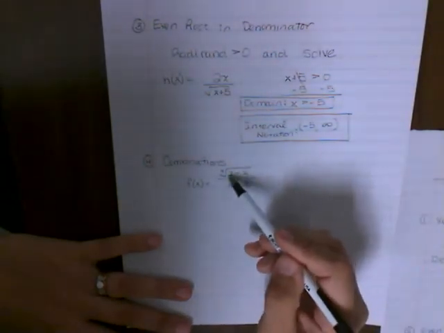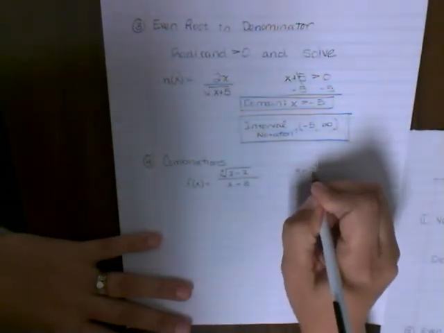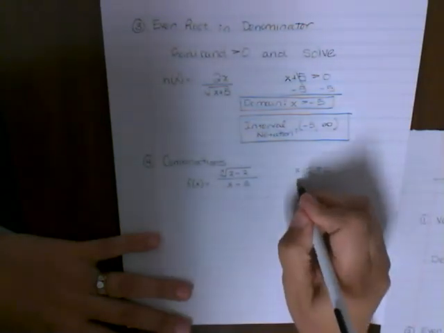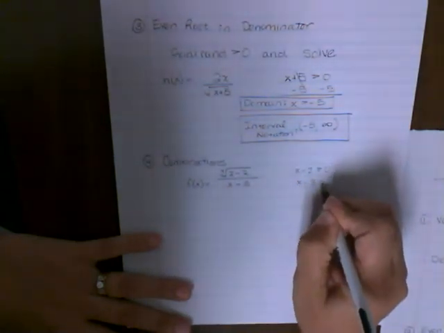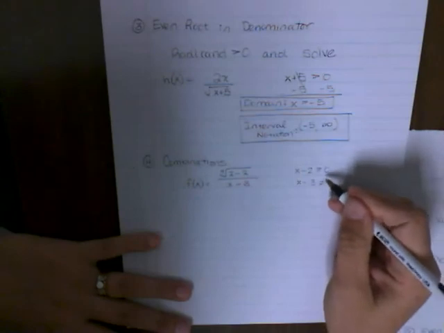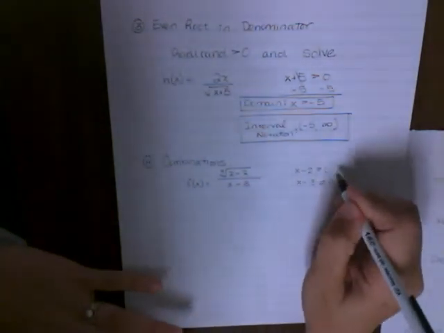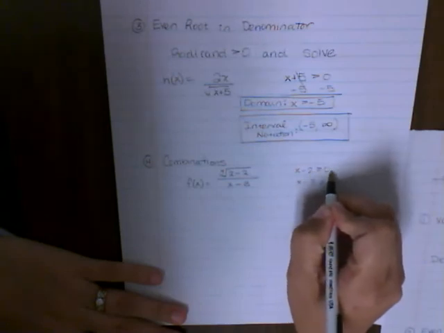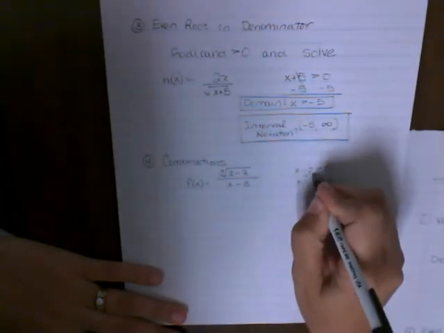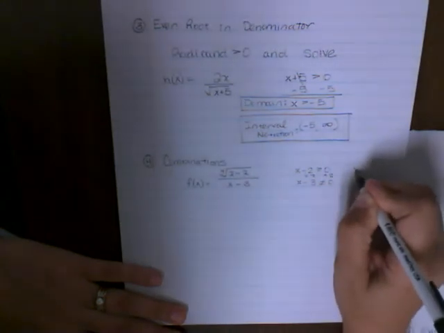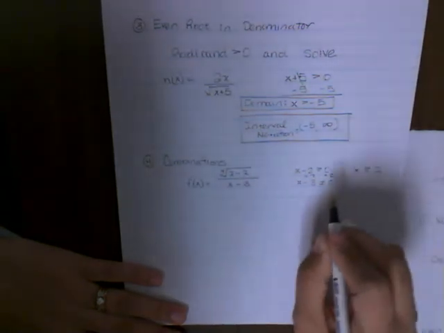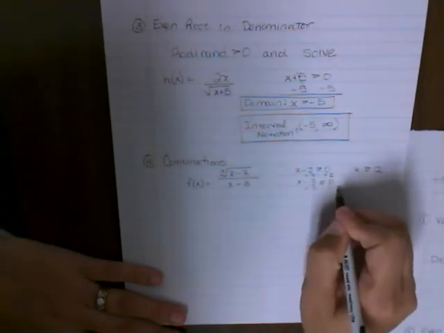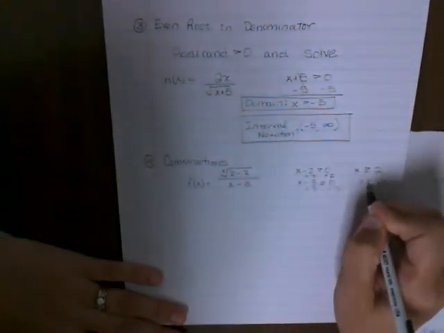I know that my radicand must be greater than or equal to 0, and my denominator cannot equal 0. So I've got two things I have to deal with here, and I need to solve both of them and combine them for my answer. So if x minus 2 must be greater than or equal to 0, I can solve that by adding the 2 over, and I get x must be greater than or equal to 2. And if x minus 3 is not equal to 0, I can add the 3 over and get that x can't be 3.